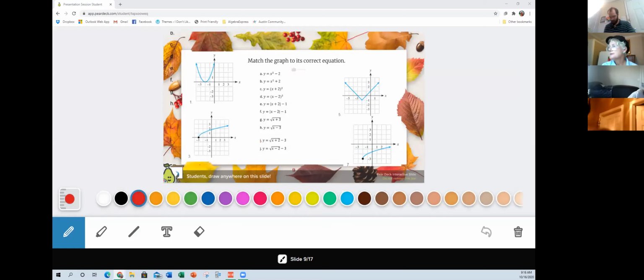All right. So this first one, in your homework, it just says write the equation of each one of these graphs. So number one, if you're on Pear Deck, I would like you just for number one to point to which one of those equations would represent it.